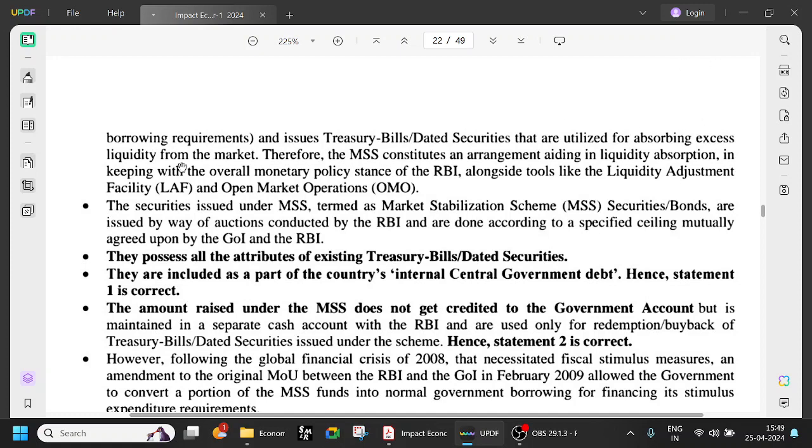So by absorbing the excess liquidity from the market, this market stabilization scheme constitutes an arrangement aiding liquidity absorption, in keeping with the overall monetary policy of the RBI. Alongside tools like the liquidity adjustment facility and open market operations, these are standard tools of the RBI for controlling liquidity in the market. The securities issued under MSS, termed the market stabilization scheme, are issued by way of auctions.